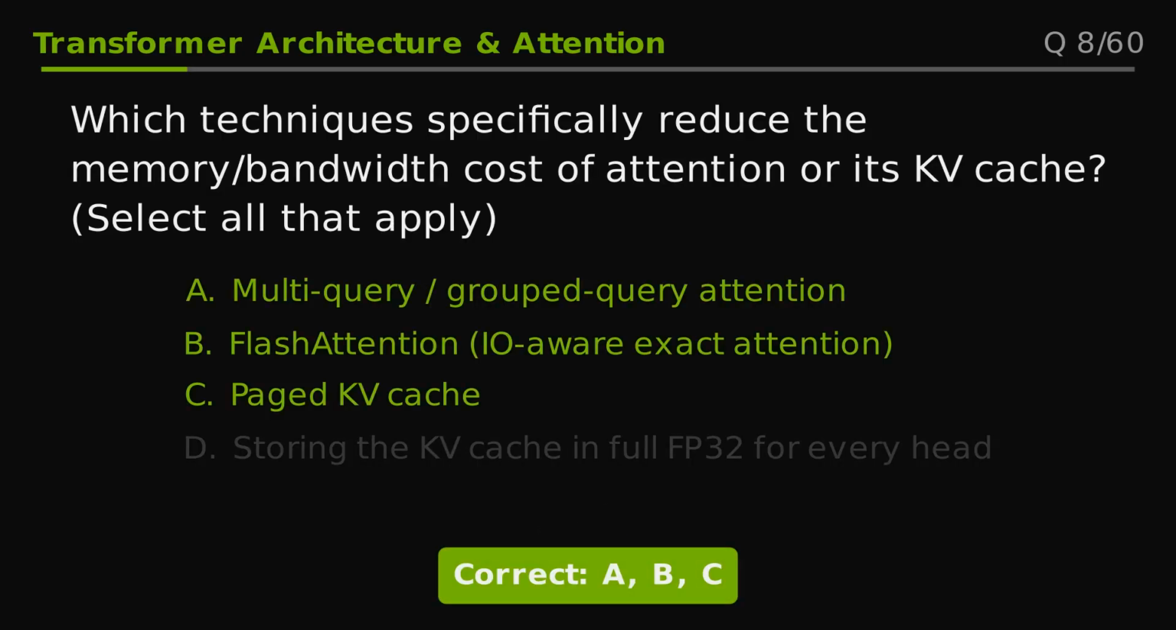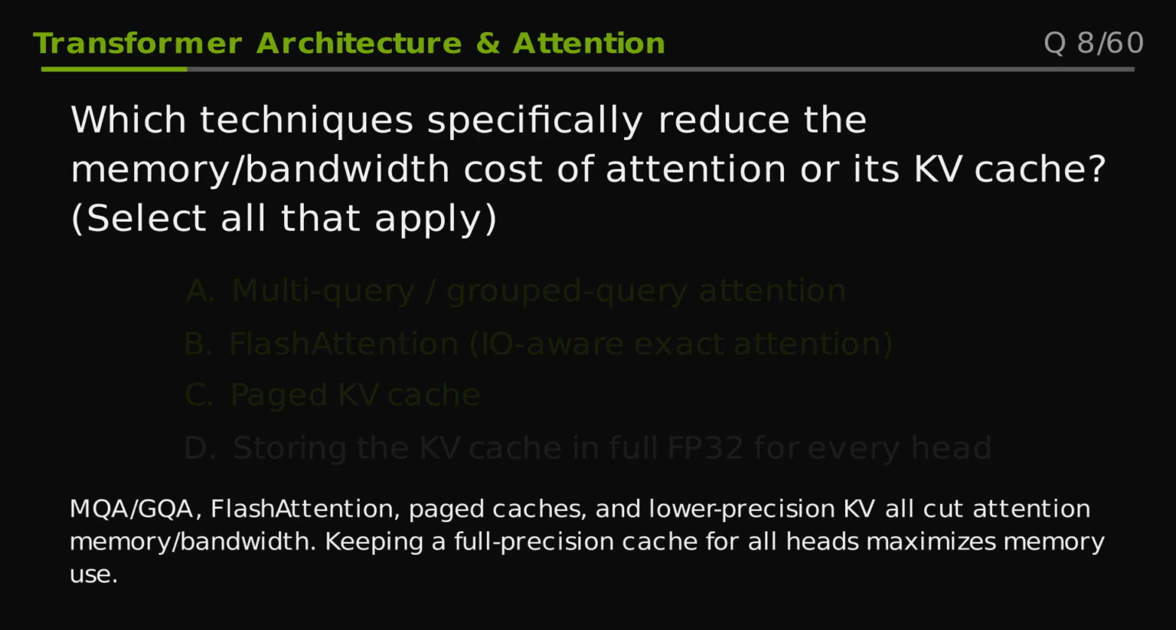The correct answers are A, B, and C. Multi-query or grouped query attention, FlashAttention, paged caches, and lower precision KV all cut attention memory and bandwidth. Keeping a full precision cache for all heads maximizes memory use.